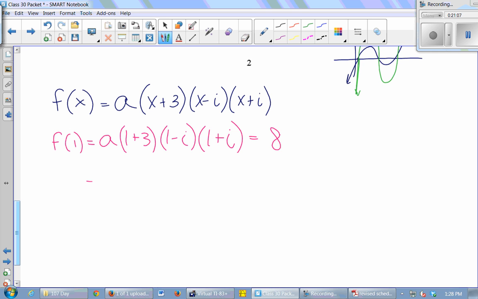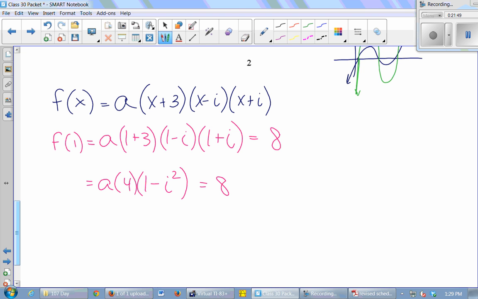So let's go ahead and simplify, multiplying these three factors. Well, 1 plus 3 is 4, right? Then 1 minus i times 1 plus i. You guys remember how to multiply imaginary numbers? So first we're just going to FOIL these out. 1 times 1 is 1. Plus i and minus i cancel. And then I get minus i squared. I'll just leave it like that for now.